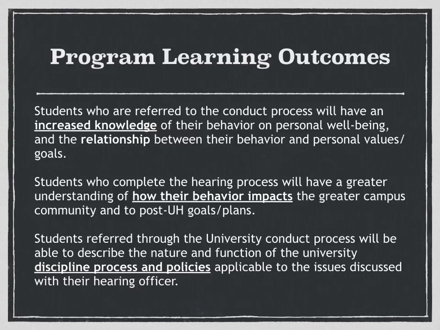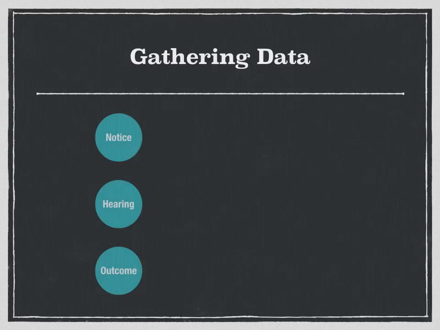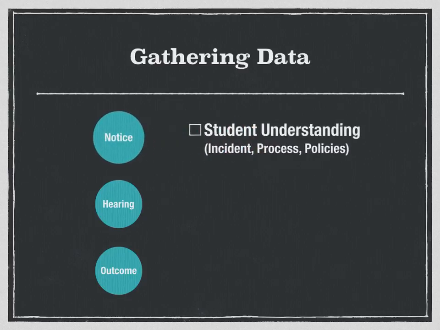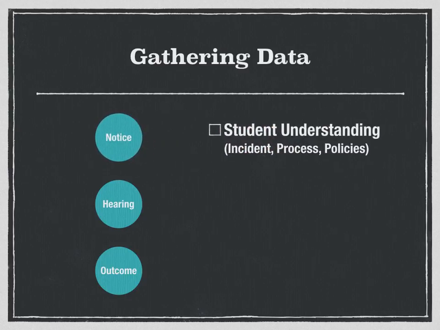And then finally, we want students to understand the process in and of itself, from the notice to the hearing process to the resolution and outcome process. We want them to be able to articulate that back to us, but also to be able to share that with their peers should they be referred through the process as well. So again, we focused on the aspects of the discipline process that we had immediate control over: the notice, the hearing, and the outcome phases. These served as the primary points for data collection in our various assessment activities.